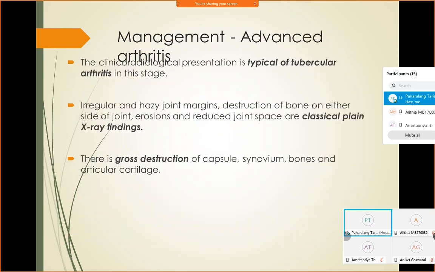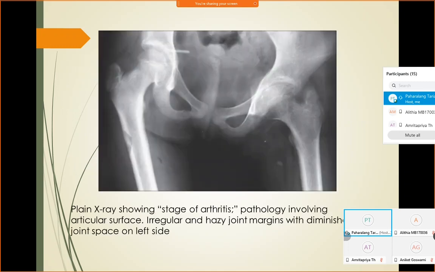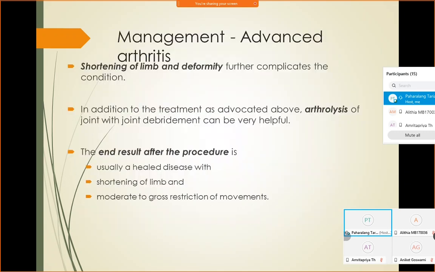So a little bit about advanced arthritis now. In advanced arthritis, there is gross destruction. So what do you want here? So you see now, there's diminished joint space already. So there's going to be a shortened limb, grossly shortened limb. So at the end, after completing your treatment of tuberculosis with ATT drugs, the disease is healed, but the limb is shortened, and there's gross restriction of the movement.